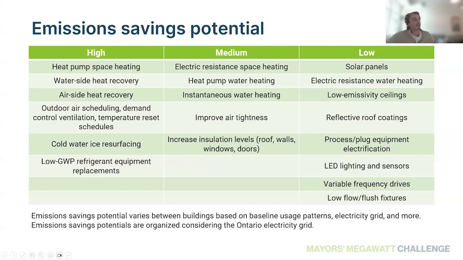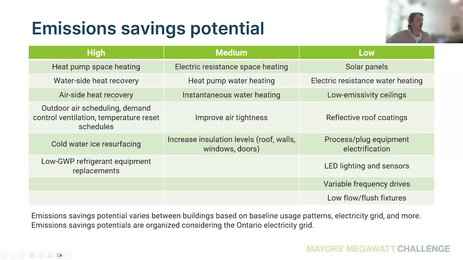What you'll see is that any measures that primarily target electricity savings are on the low side. It's always great to reduce the amount of energy consumed, but the electricity from the Ontario grid is relatively clean, so those are grouped on the low side. In the medium, we have electric resistance space heating, with heat pump space heating on the high side, so we're eliminating the fossil fuels, and heat pumps are a more efficient method of generating that heat.